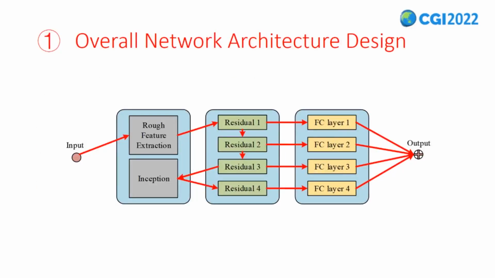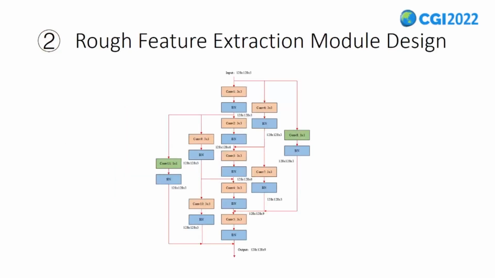First, the overall network architecture. The input image is given to the rough feature extraction module, then to residual modules, then to inception modules and full connection layers. Then we get the output features. The rough feature extraction module is the first step in the proposed power line detection method.